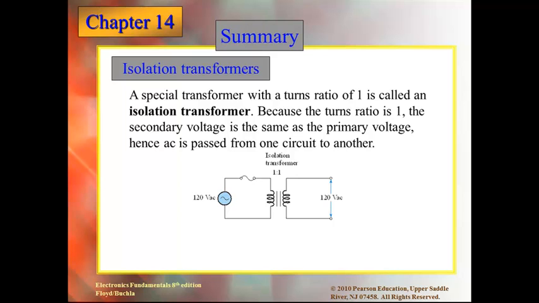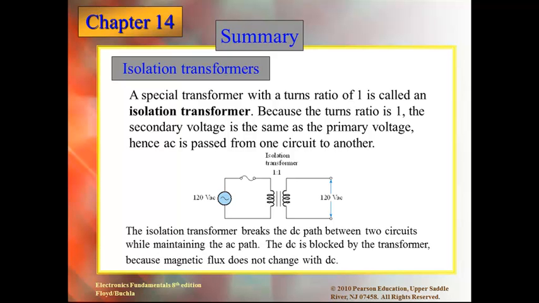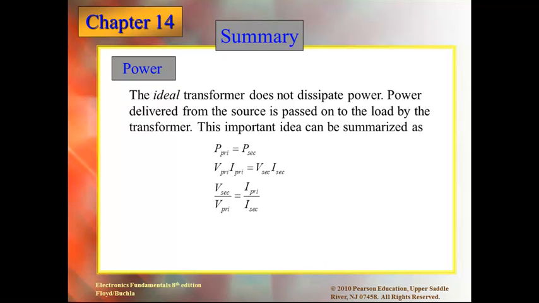Isolation transformers, a special type of transformer with a 1:1 ratio, same voltage in as out, used to isolate one circuit from the other, helps to stop DC from being passed through while maintaining the AC path. Also used to isolate equipment from surges and swells on the power lines.